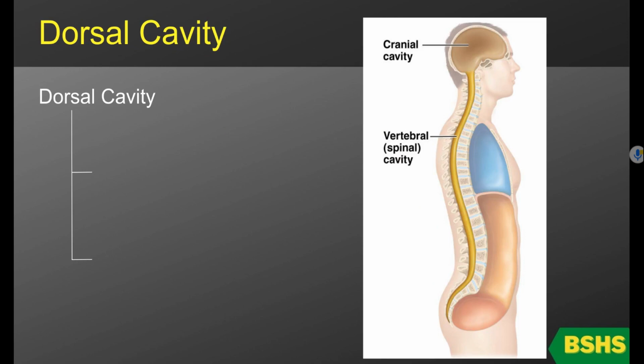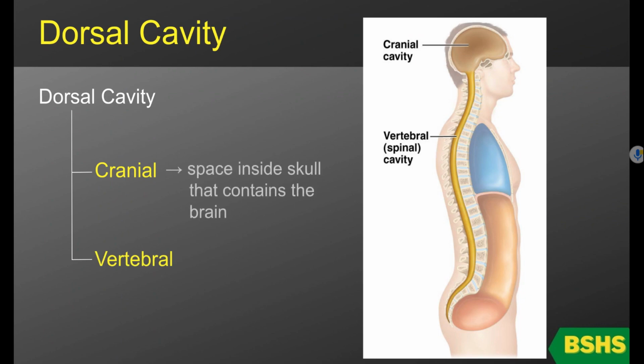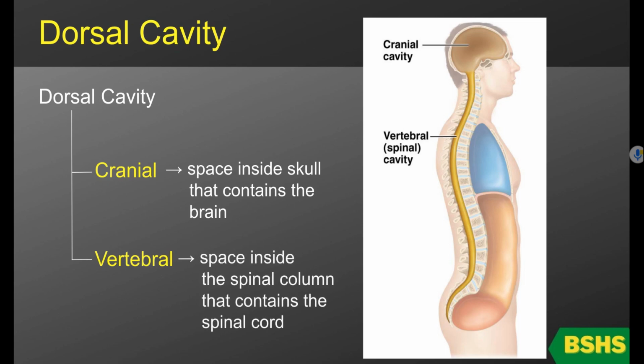All right, now let's talk about the dorsal cavity. Remember, I told you there are two major body cavities, and the dorsal was the second one. The dorsal cavity is made up of the cranial cavity and the vertebral cavity. The cranial cavity is the space inside the skull that contains the brain, and the vertebral cavity is the space inside the spinal column that contains the spinal cord.